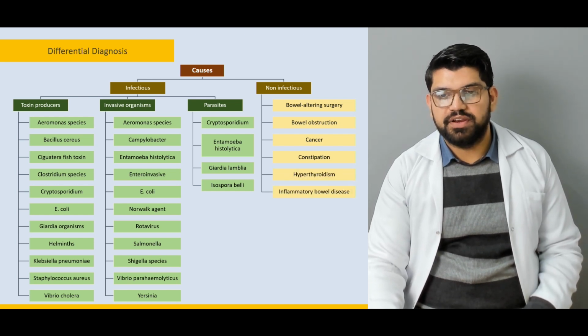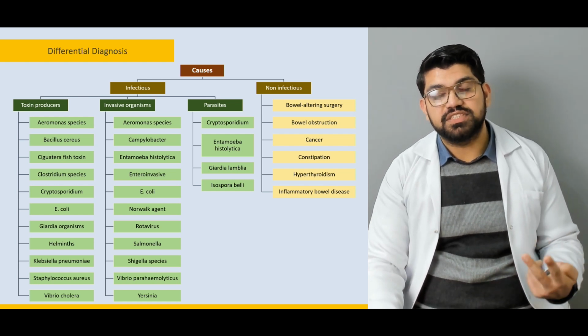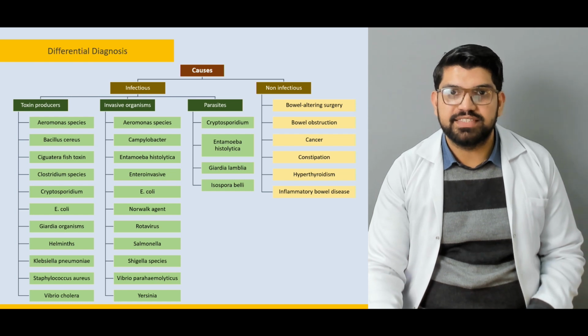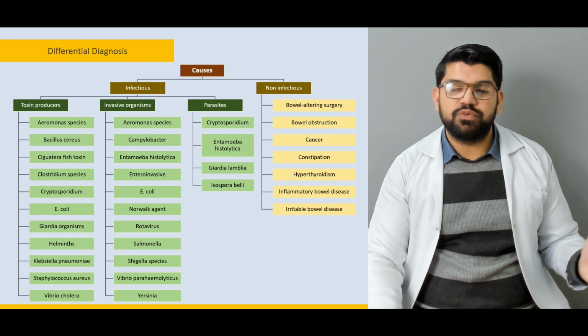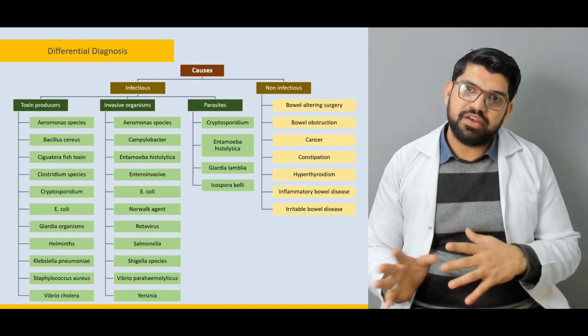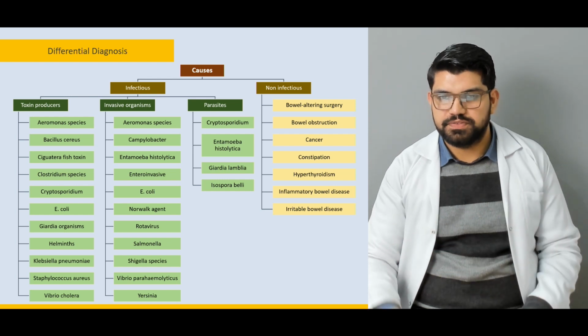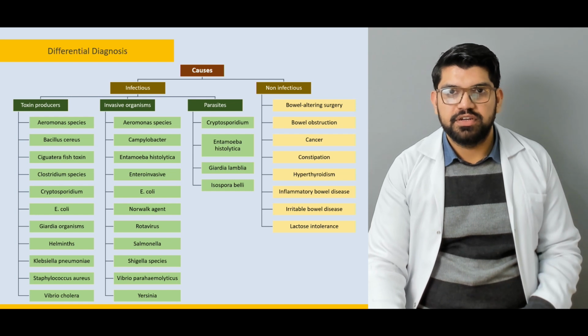Hyperthyroidism can present with diarrhea. Inflammatory bowel disease, ulcerative colitis, Crohn's disease, these can present with diarrhea and dysentery. Irritable bowel syndrome, as I mentioned before, has alternating periods of constipation and diarrhea. Lactose intolerance, most common in children.